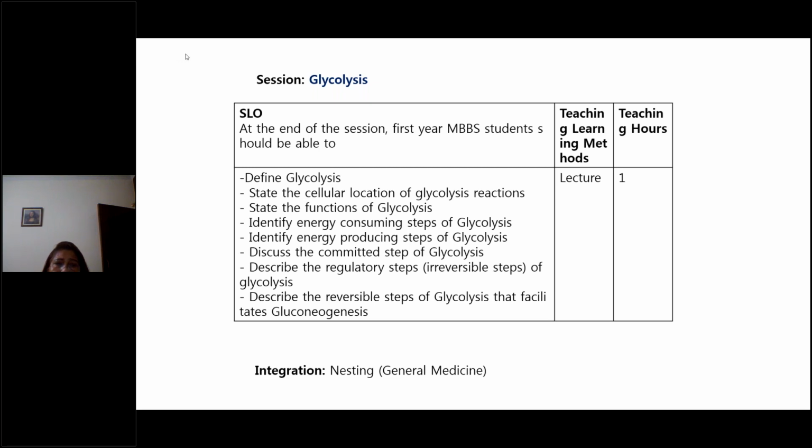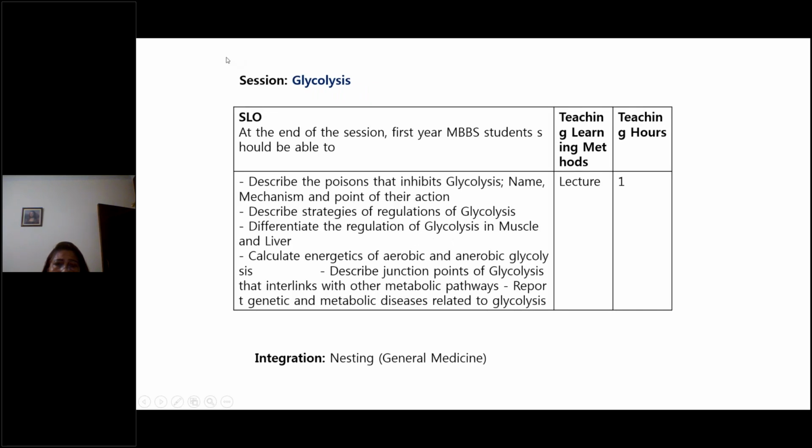So all these learning objectives we can include in one lecture for a 1 hour teaching session. Next slide please. For the continuation of the same session, in another lecture we can arrange this type of learning objectives. Students should be able to describe the poisons that inhibit glycolysis, their name, mechanism and the point of the poison's action.